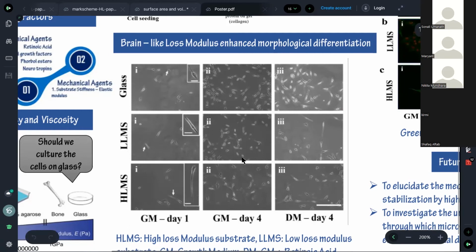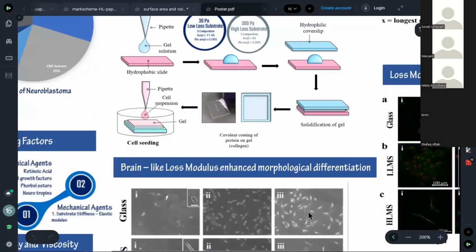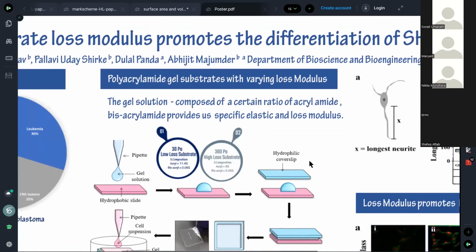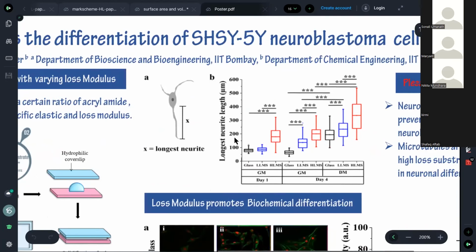On day 4, you can see growth medium, normal growth medium, and DM is differentiation media, where you had the growth media along with differentiation media. So on day 1, you had just the cells that have sensed the substrate, sensed the modulus, and after that you combine the effect of that loss modulus with the differentiation media, and you had a combined effect on day 4. And when we had all these, we monitored their differentiation. On day 1, the differentiation has already doubled, and we can see the neuroids of 200 micron. All these images were taken using phase contrast microscopy.